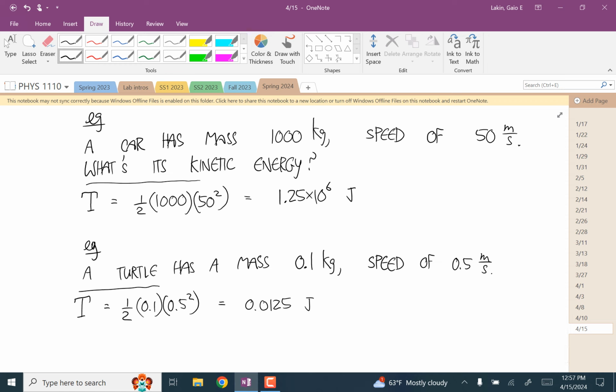So in our daily experience, there's a pretty big range of values of kinetic energies. Anybody have any questions about the definition of kinetic energy?